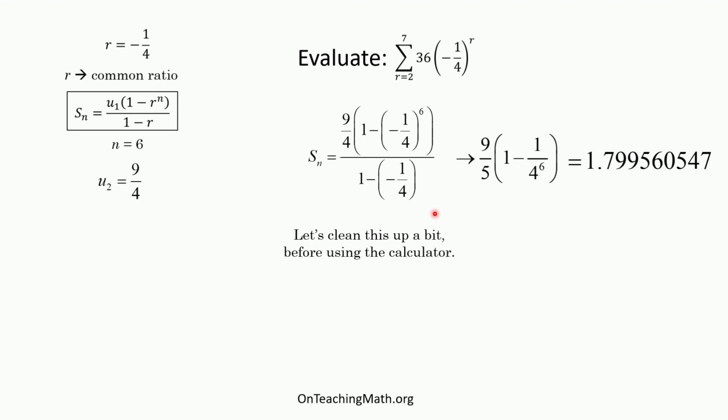1.799560547. If you're taking a test, I would write that number down, but not as my final answer. If you're doing IB, like what I'm teaching, you're going to do 3 significant figures. That means you're going to look at the first 3 non-zero numbers and round to that one right there. So we look here, and that's greater than 4, right? So we're going to round up. So our final answer is going to be 1.80.